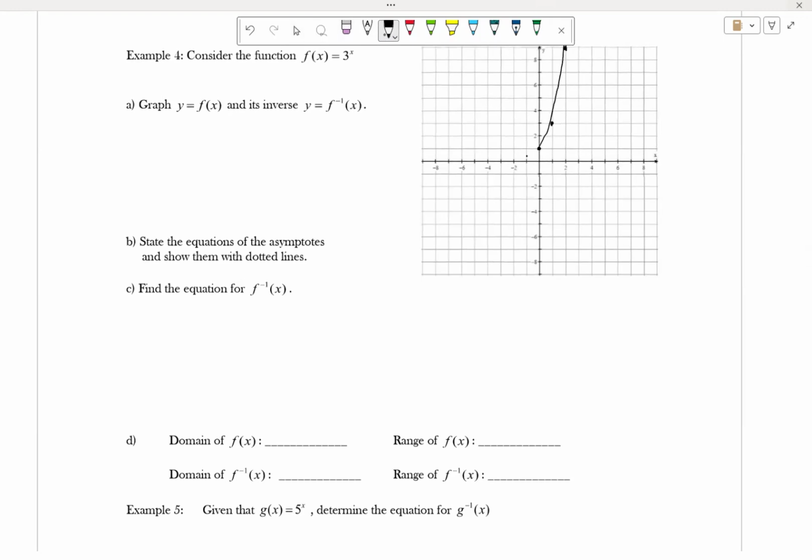If we have these points, its inverse. Is it difficult to graph the inverse? Just take the points that we have and flip them. 0, 1, there's 1, 0; 1, 3, 3, 1; 2, 9, 9, 2; negative 1, 1/3, 1/3, negative 1.